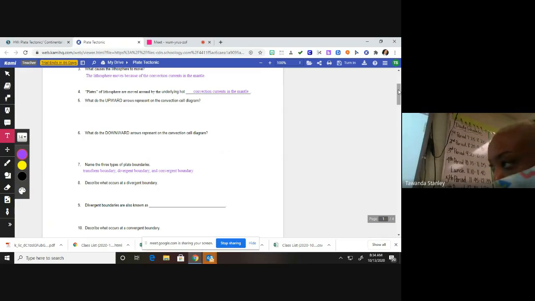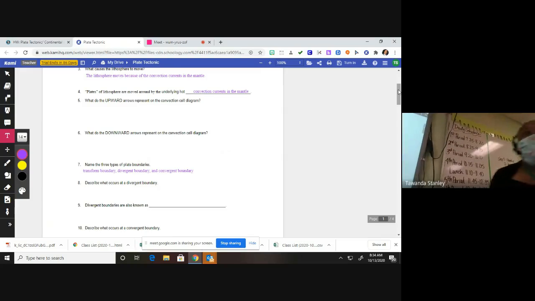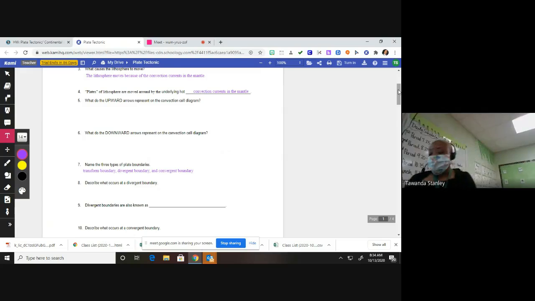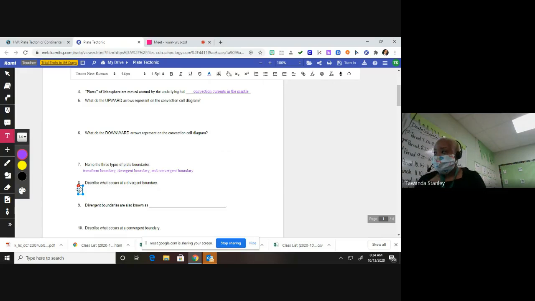The next one says 8. Describe what occurs in a divergent boundary. So in a divergent boundary, the plates move away from one another. That is what happens when we have a divergent boundary. The plates move away from each other.